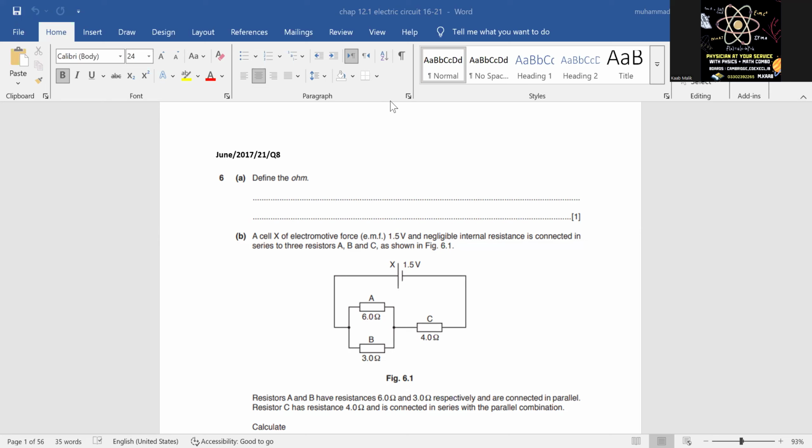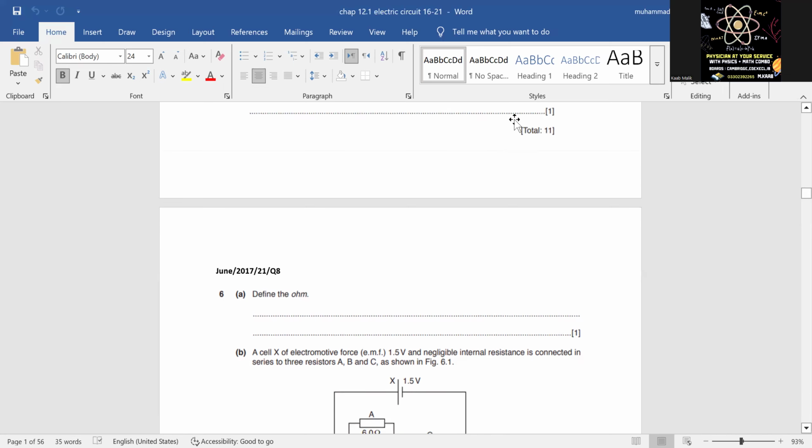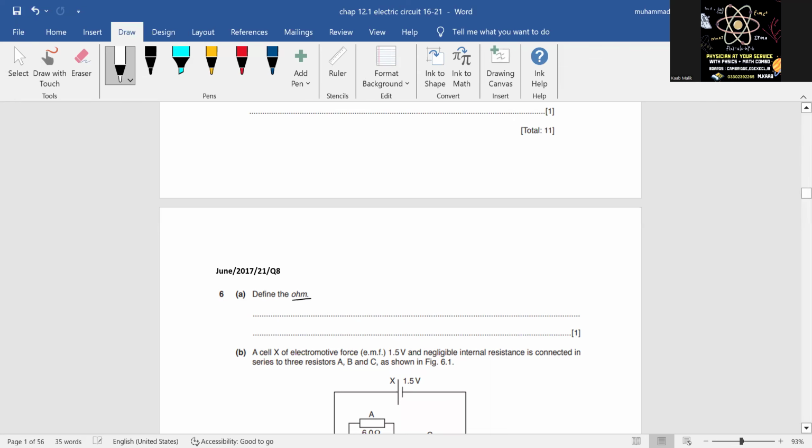Define the ohm. The ohm is the unit of resistance, but you cannot say that. You have to explain it in terms of units, right? Can you recall the formula that relates the ohm and the other quantities? Is it the ratio of voltage and current? Yes, relate it with V equals IR, right?